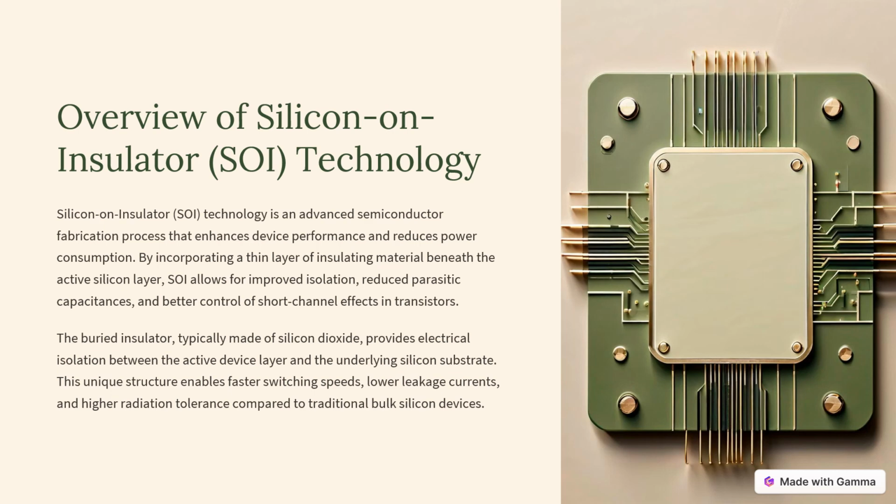SOI allows for improved isolation, reduced parasitic capacitance, and better control of short channel effects in transistors. This buried insulator, typically made of silicon dioxide, provides electrical isolation between the active device layer and the underlying silicon substrate. This unique structure enables faster switching speeds, lower leakage currents, and higher radiation tolerance compared to traditional bulk silicon. Now we'll jump into how the simulation model for the PN junction works based on SOI.